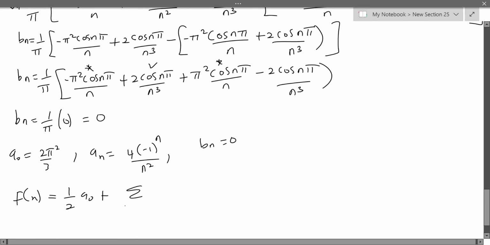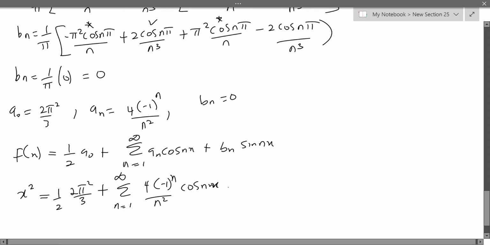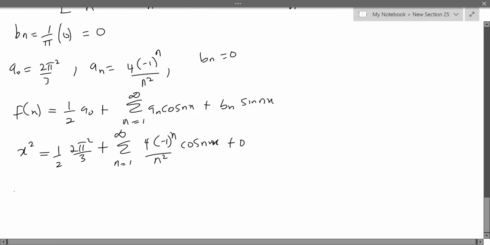A naught over 2 plus summation n runs from 1 to infinity of an cos nx plus bn sine nx. Okay, so now replace them. f of s is 1 over 2 of a naught, which is 2 pi squared over 3, plus summation n runs from 1 to infinity. an is 4 into minus 1 raised to the power of n over n squared, and then you get cos nx. So the b part is 0, so everything becomes 0. So at the end of the day, the 2 cancels 2, you get pi squared over 3 plus summation n equals 1 to infinity of 4 into minus 1 raised to the power of n over n squared cos nx.